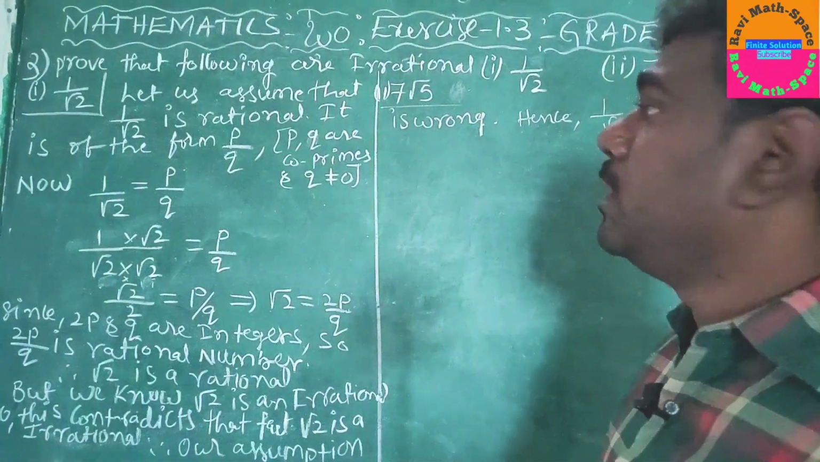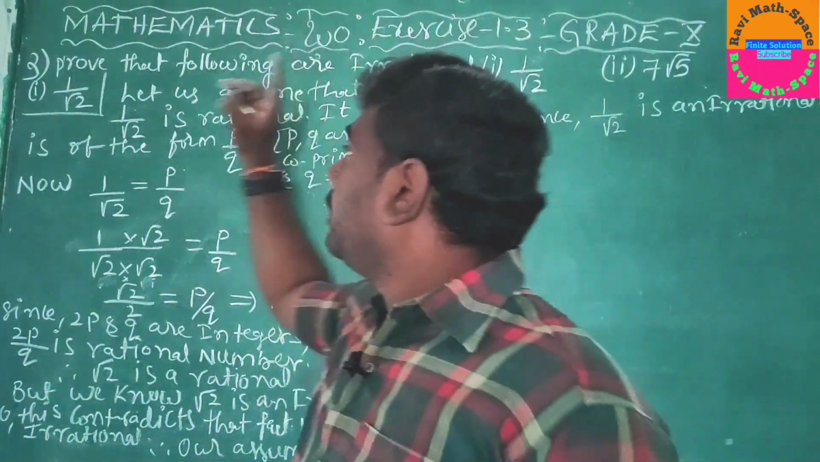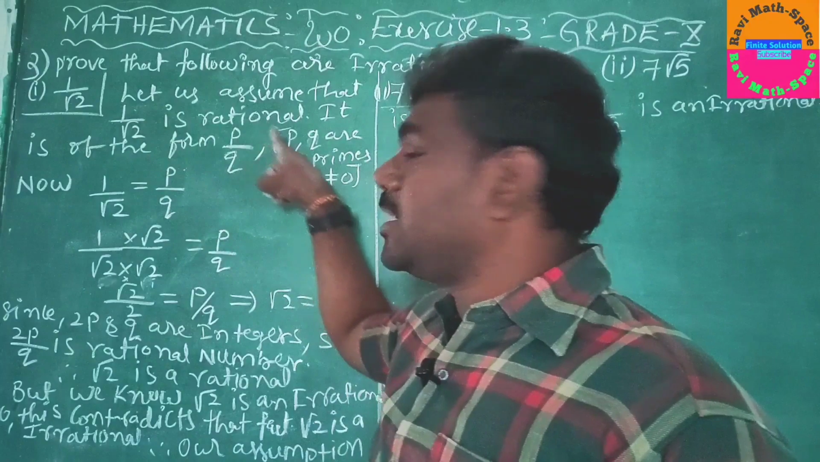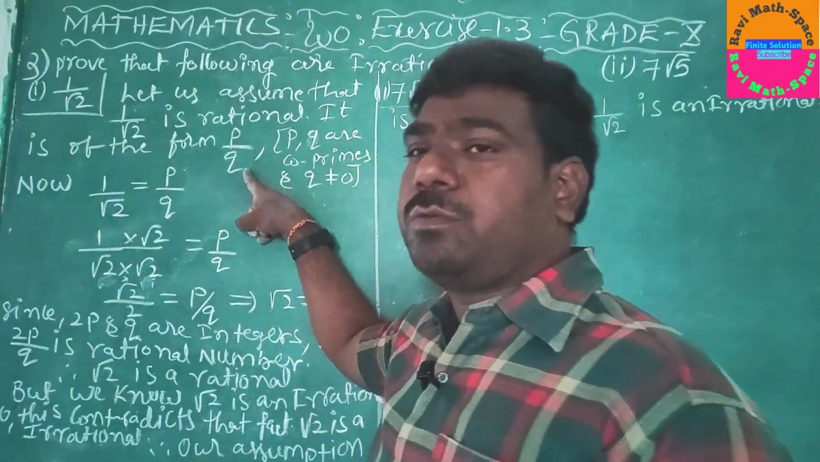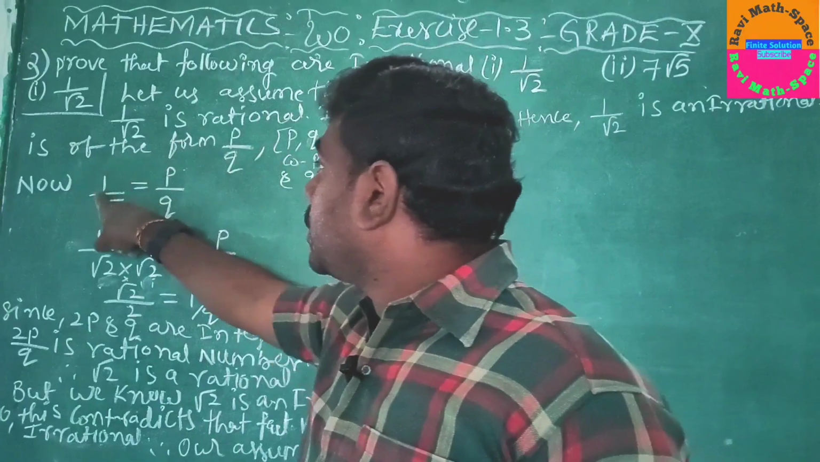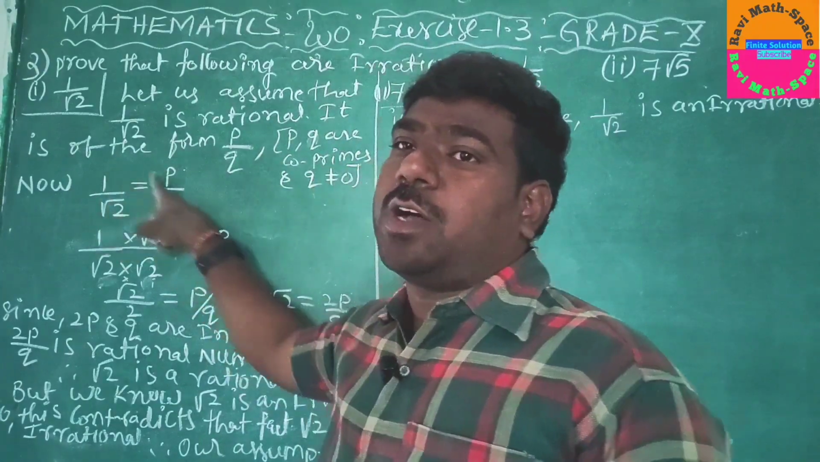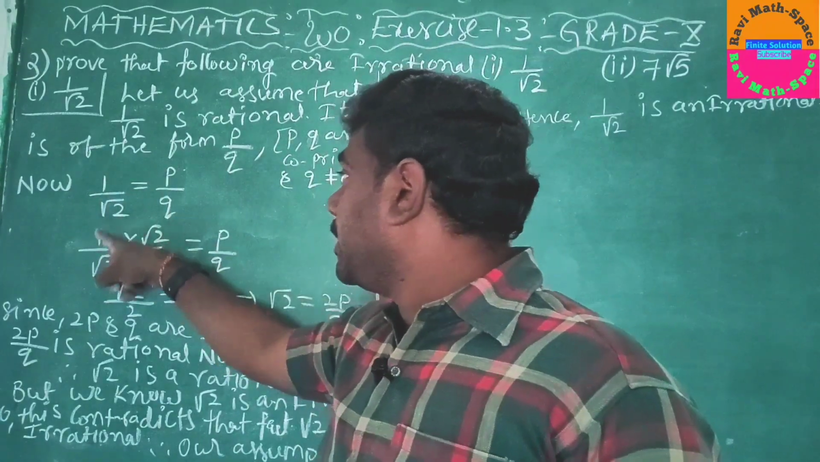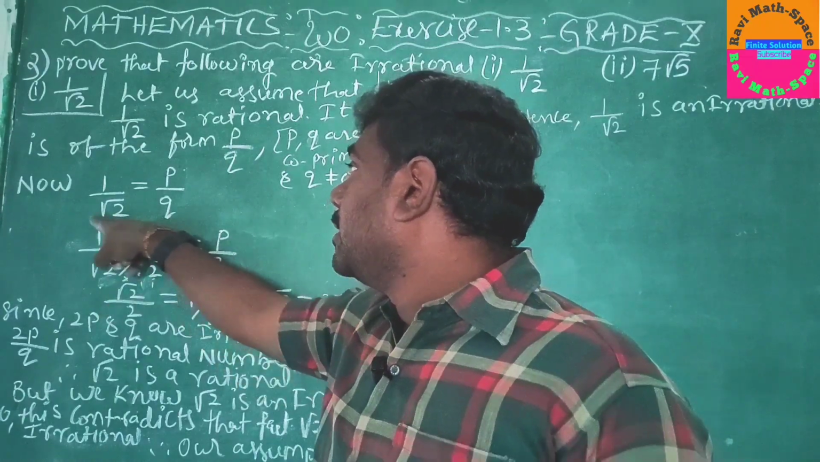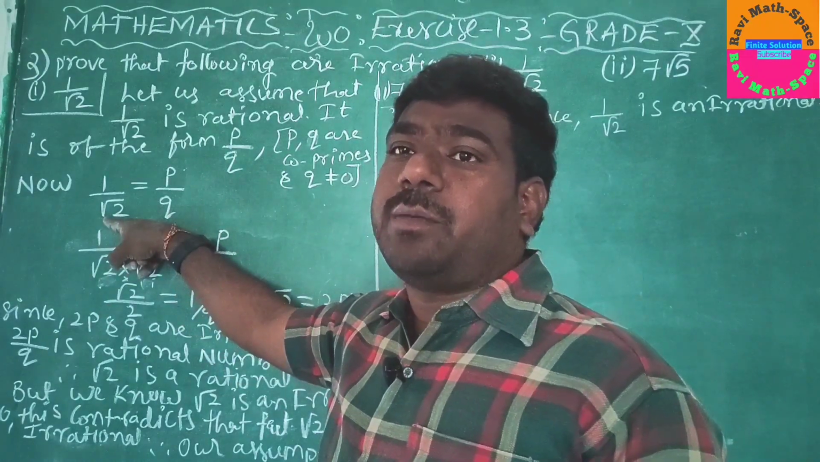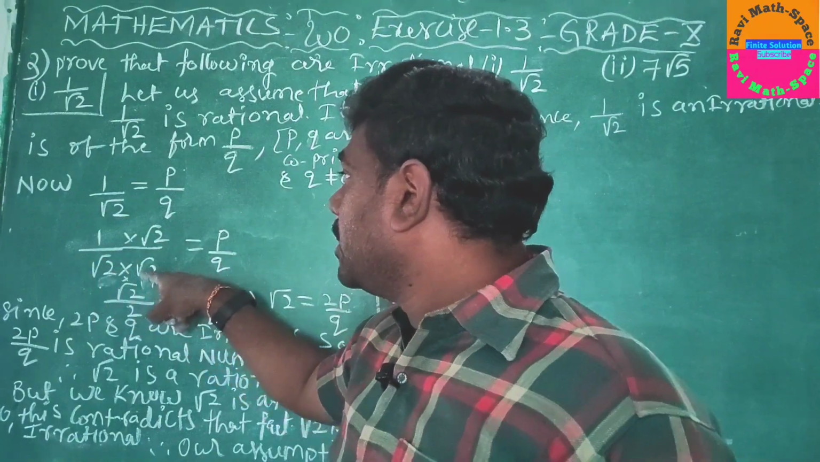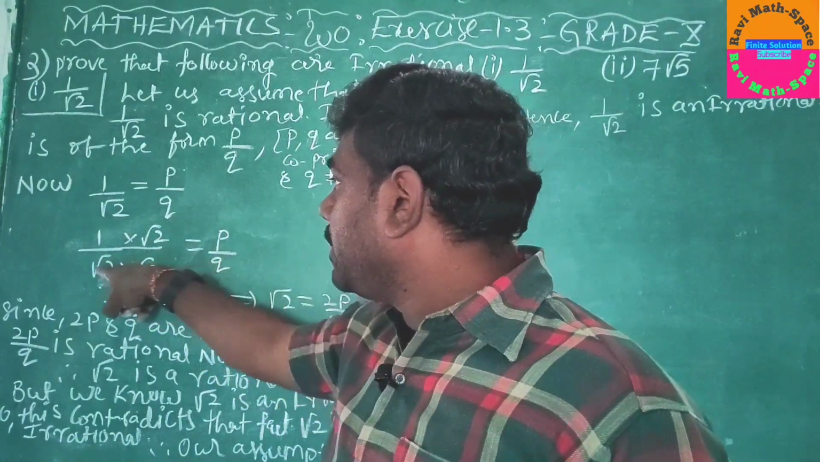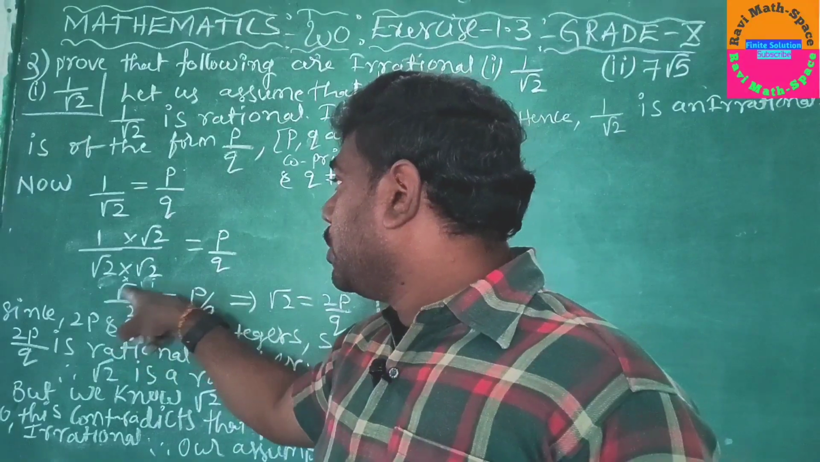Hence proved. Very simple. First, let the given number be a rational number. When it is a rational number, it should be in the form of p by q, so both are equal, LHS to RHS. Now take this one and rationalize, because the denominator is an irrational number. So rationalize by taking the denominator's conjugate, multiplying the same number in numerator and denominator. We will get root 2 by 2.